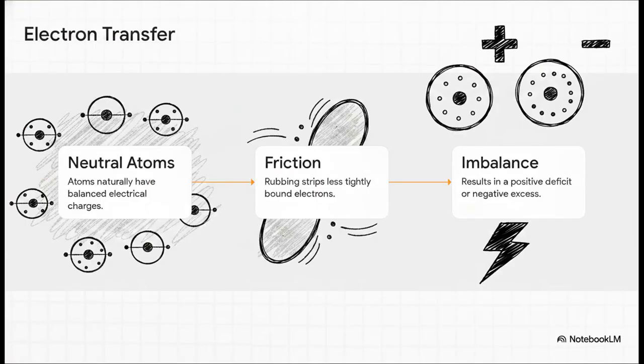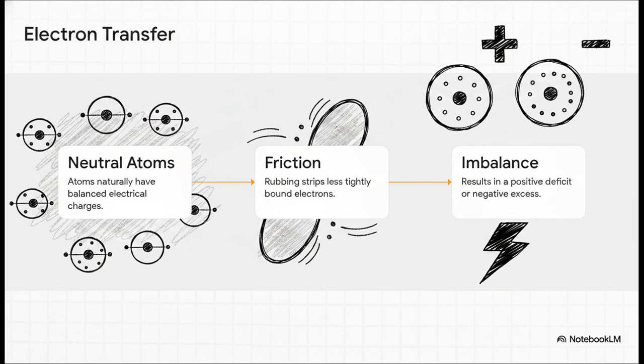Okay, let's dive into this. What is actually happening down at the microscopic atomic level during these rubbing experiments? Well, step 1, atoms naturally have their electrical charges exactly balanced, making materials electrically neutral. But in step 2, when we physically rub two materials together, like the glass and silk, that friction literally strips some of the less tightly bound electrons from one material and forces them onto the other.